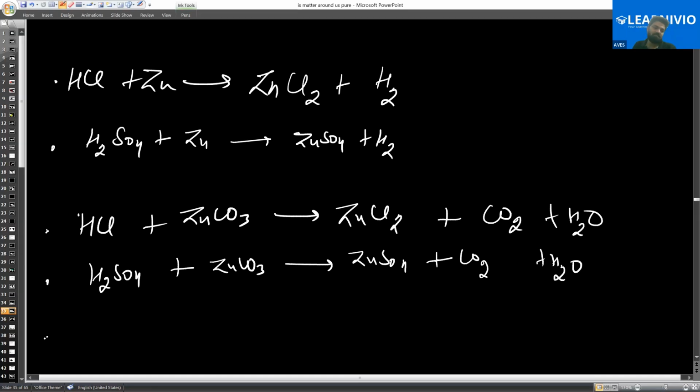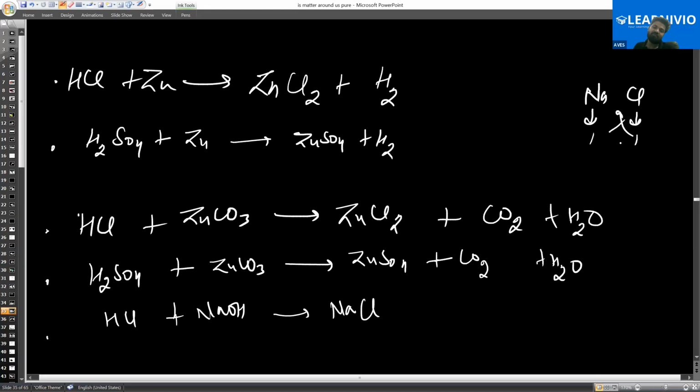Acid plus base is equal to salt and water. HCl plus sodium hydroxide NaOH gives you sodium chloride NaCl2 plus H2O. What is the second example? NaCl2? Sodium chloride. It is NaCl, because Na has valency 1 and Cl also has valency 1, so both cancel out each other. It is NaCl plus water. Next.